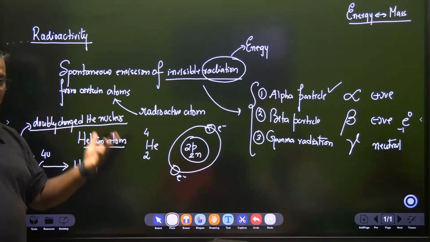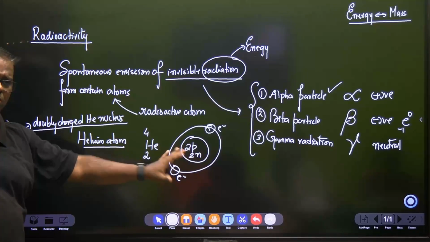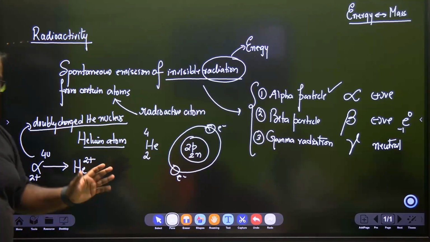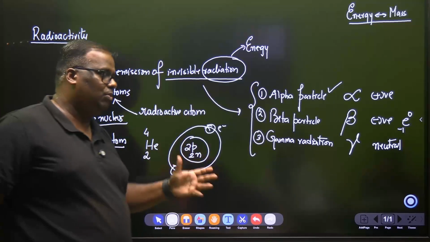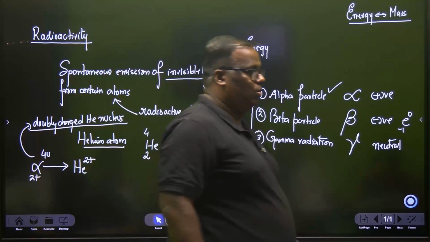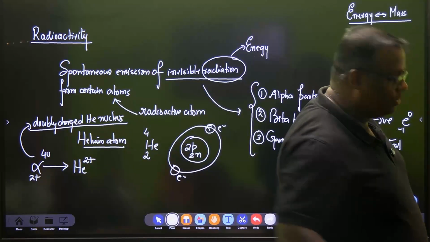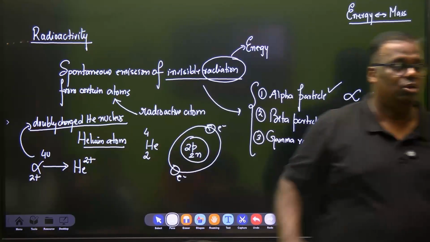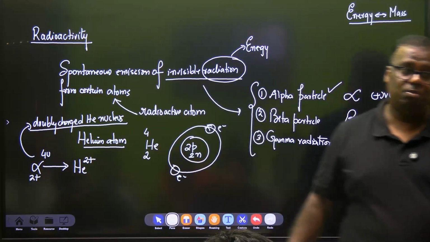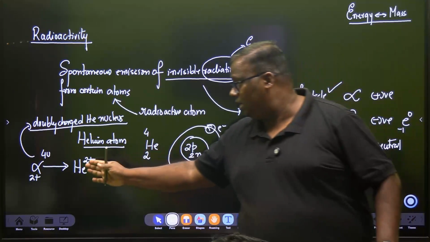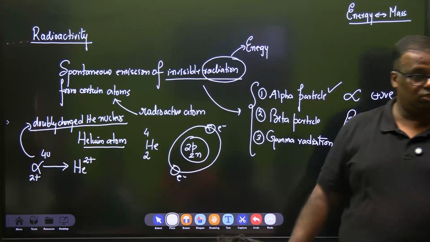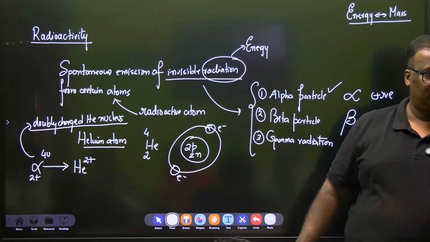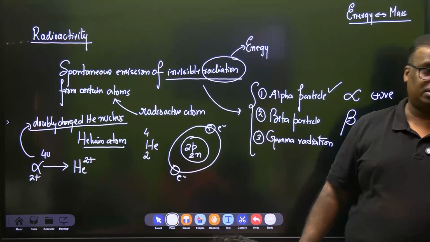To explain alpha particles becomes difficult. There's no direct relation between helium and alpha particle. But if you take a helium atom and rip off its two electrons, then the helium atom becomes a helium ion, which has two positive charge and 4 mass number. An alpha particle is just like that. An alpha particle has got two positive charge and 4 mass number.